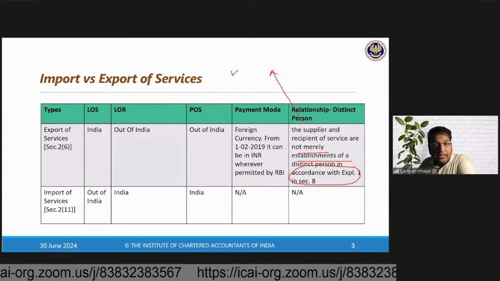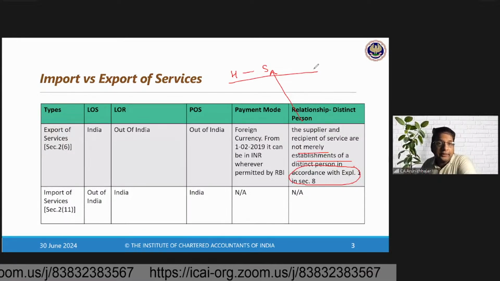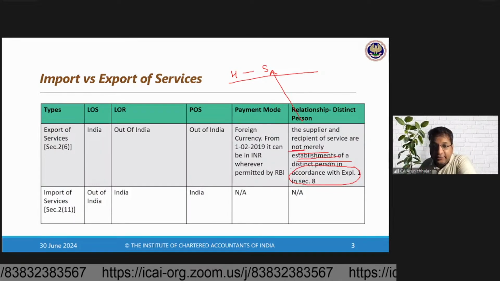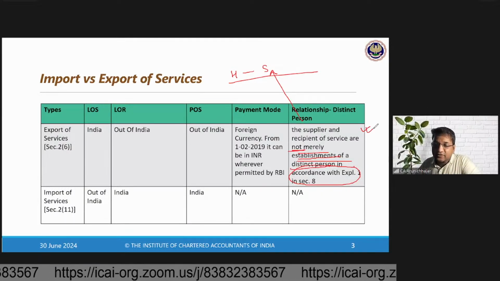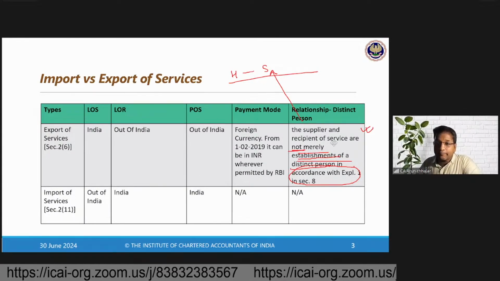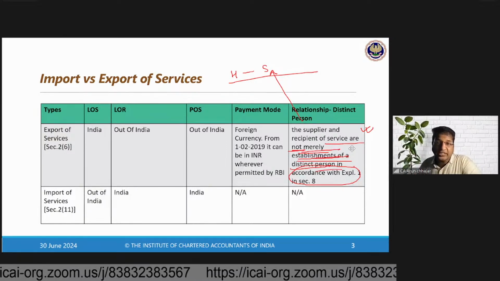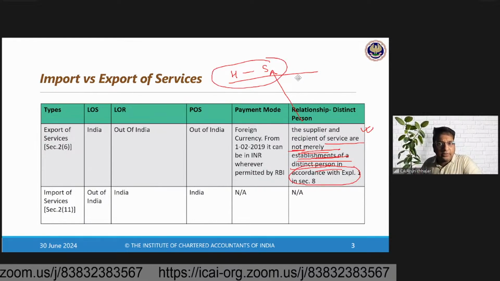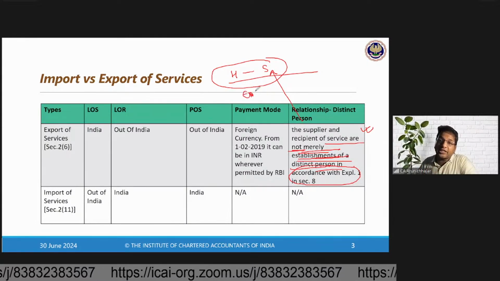But the crux, I will tell you: if you are a holding and subsidiary company, then you are not merely an establishment of distinct person. You are not a related party. This condition is satisfied and your transaction would be export of service. Let me repeat: the supplier and the recipient should not be merely establishments of distinct person in accordance with explanation 1 to section 8. So holding and subsidiary relation is not merely an establishment. And if they are not merely establishments, it means the transaction between them will be an export.